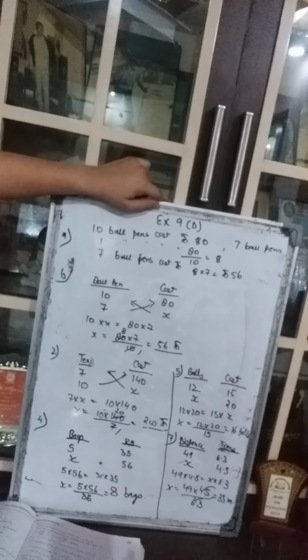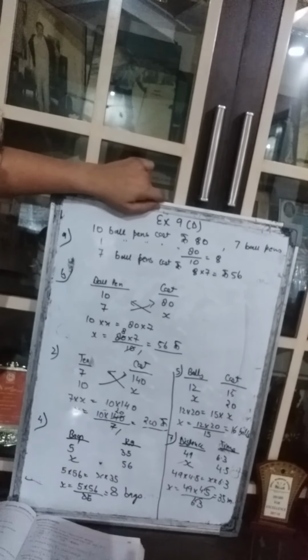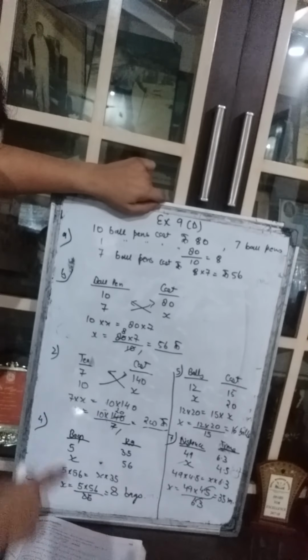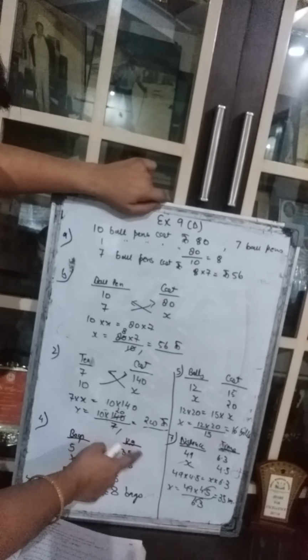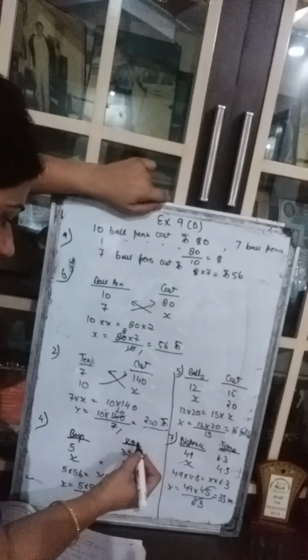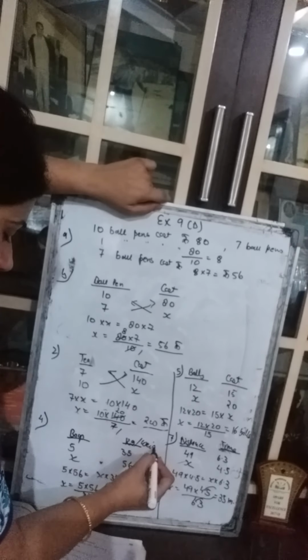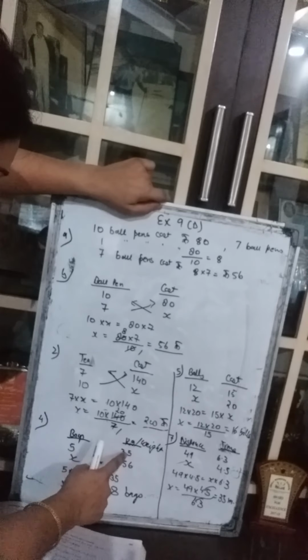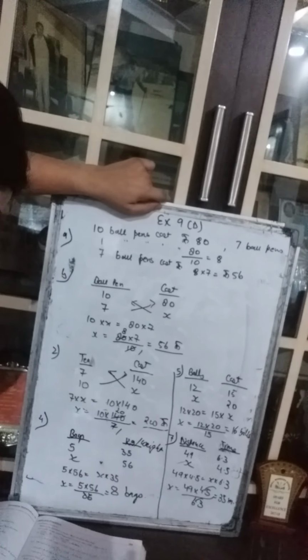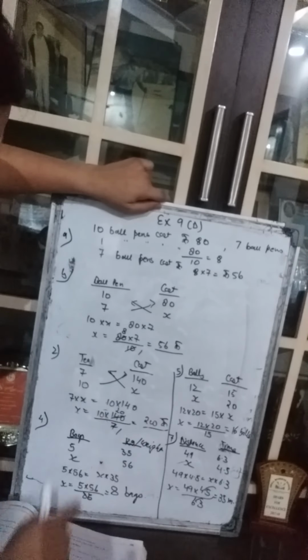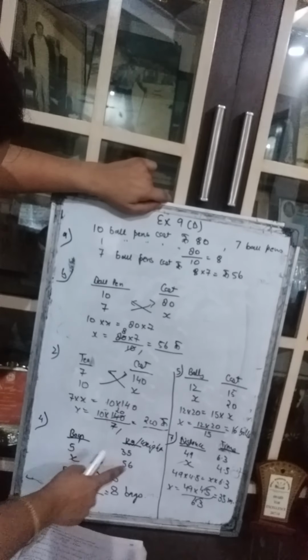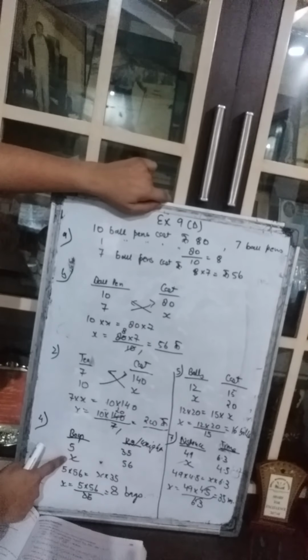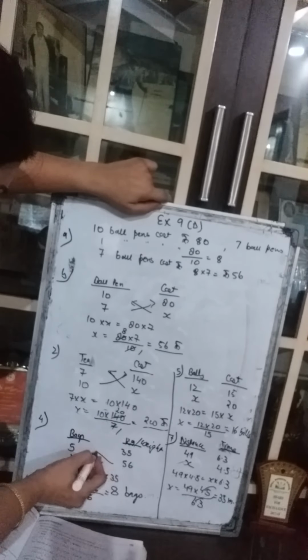Okay, now let's do the fourth question. It says 5 equal bags of flour weigh 35 kg. So the two headings will be bags and kg, or weight, whatever you want to write. So 5 bags weigh 35 kg. How many bags are required for 56 kg of flour? That means the weight should be 56, but we do not know how many bags. So write X under the bags. Do the cross multiplication.